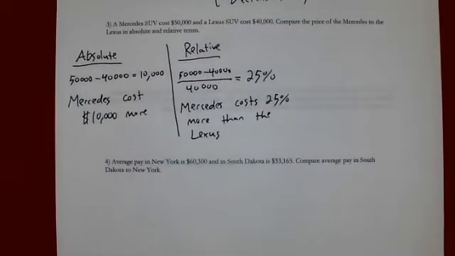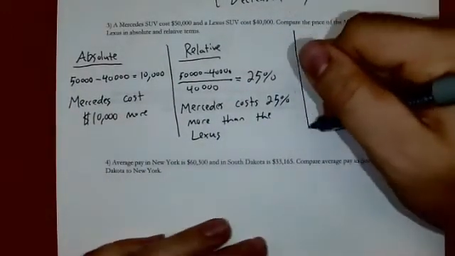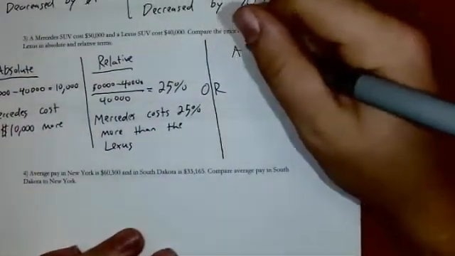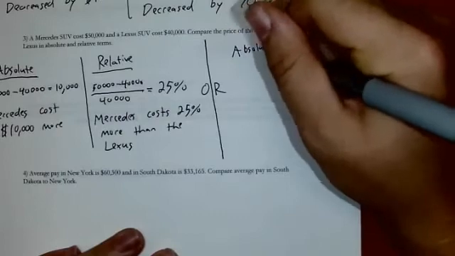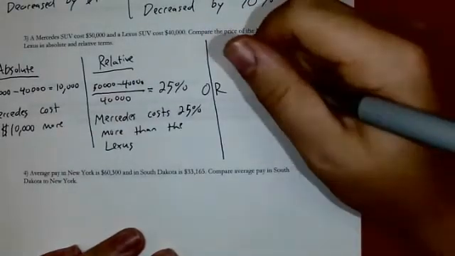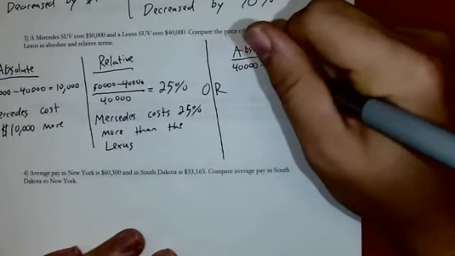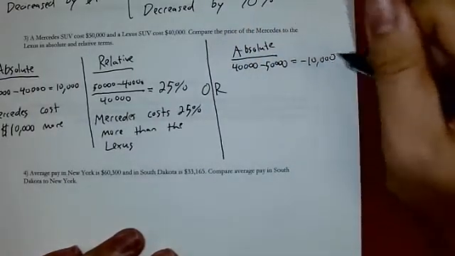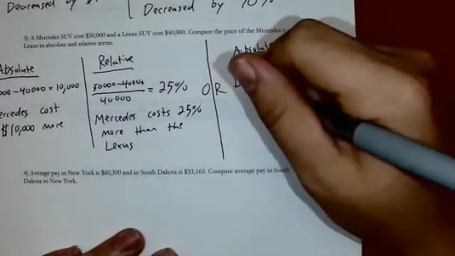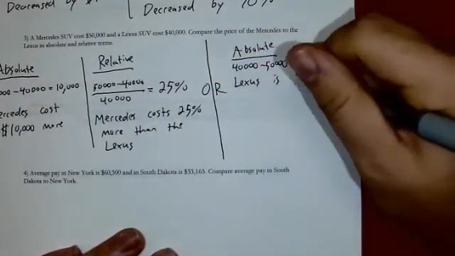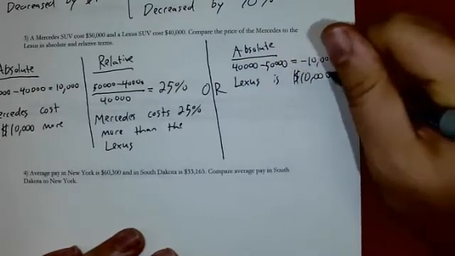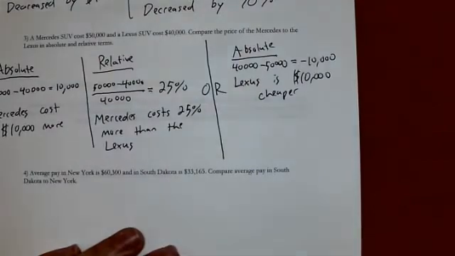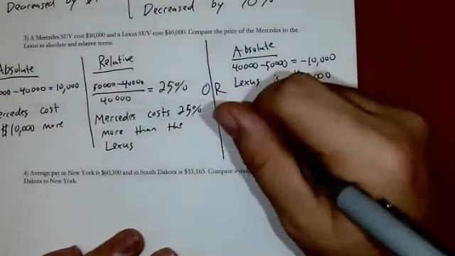But what if we did the other way around? Another way we could do this in terms of absolute change is we can do the different direction, 40,000 minus 50,000, which is negative 10,000. And that's essentially saying the Lexus is $10,000 cheaper. Okay, well, that's not a surprise, but here's where it gets interesting.